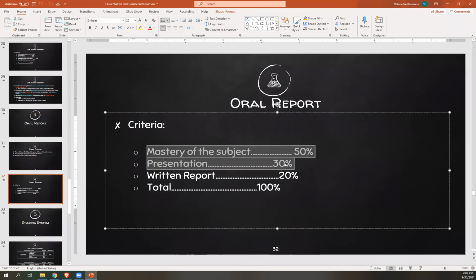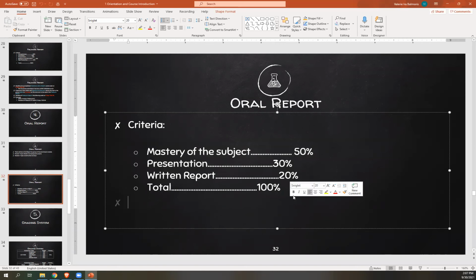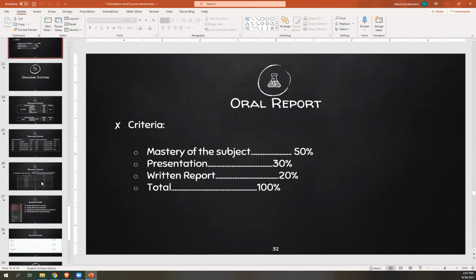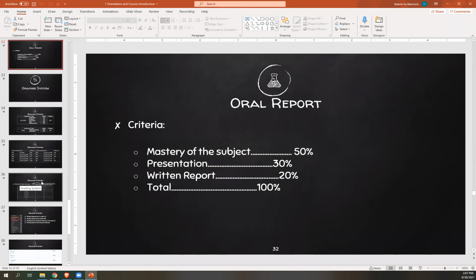So you design your own PowerPoint. And of course, you have to study your own topic. But the written report is graded as a group. So compile all of your information in written form, computerized. Make sure it's presentable as well. And that's it for oral report. Any other questions? No more?